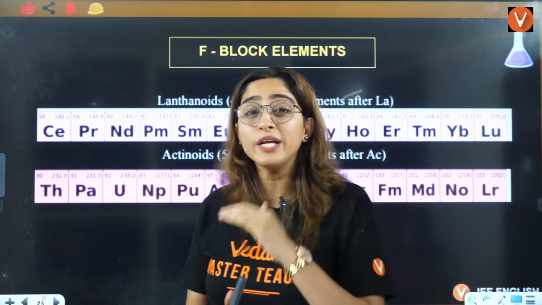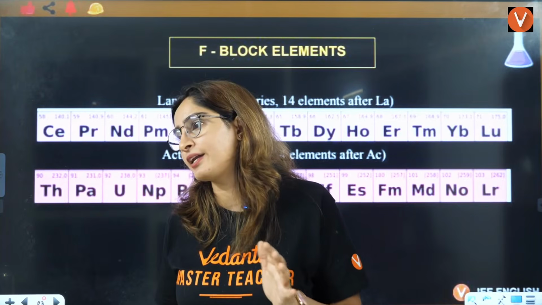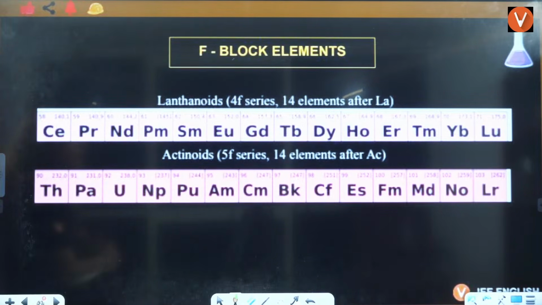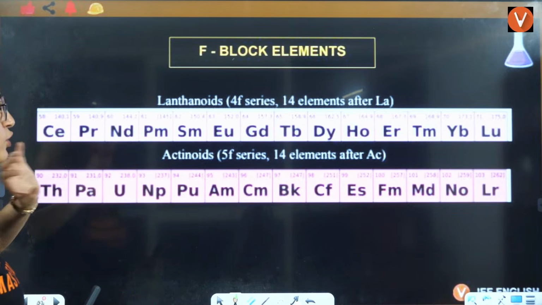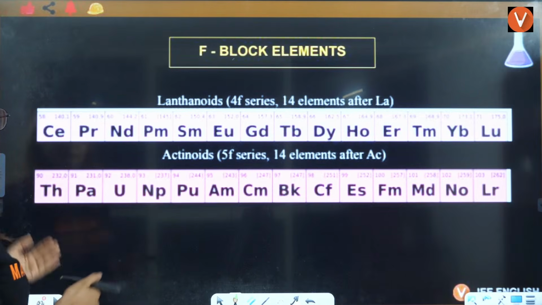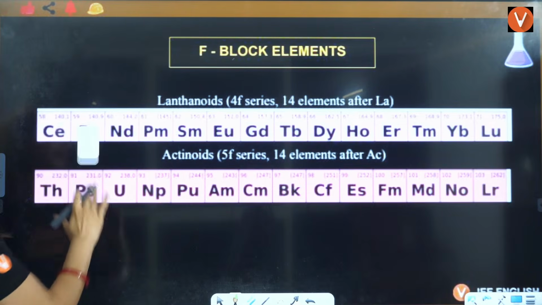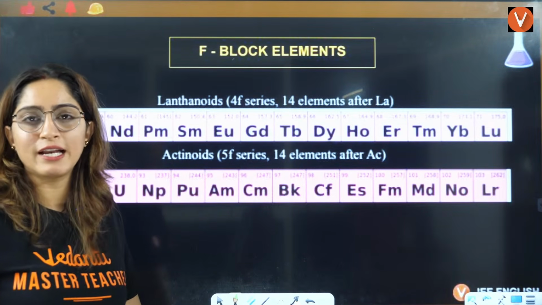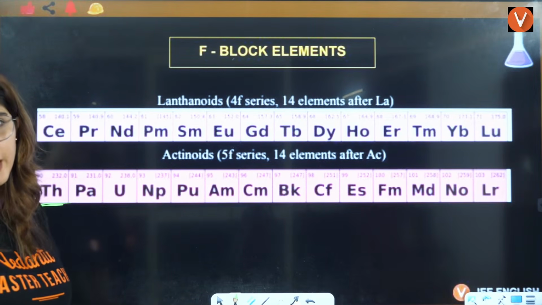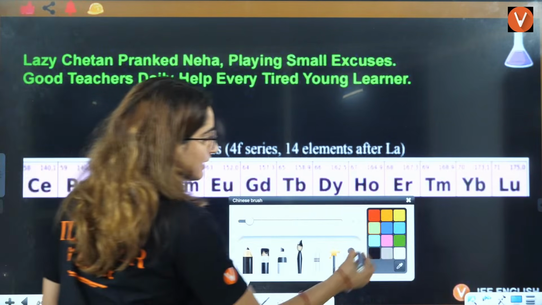So you need to know from where they are asking you questions from lanthanoids and actinoids. So let's understand that part. Okay, everybody, let's understand that part. First is lanthanoids and actinoids. In lanthanoids, you will have elements after lanthanum, and after actinium, you will have the actinoid elements. So one by one, I'll discuss. First, let's talk about lanthanoids.